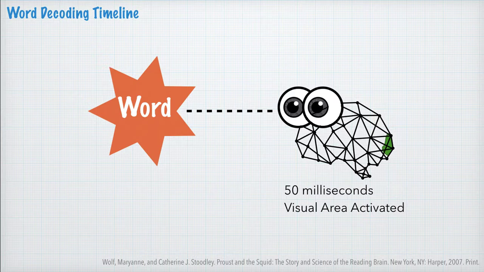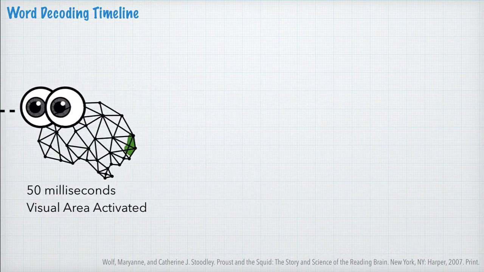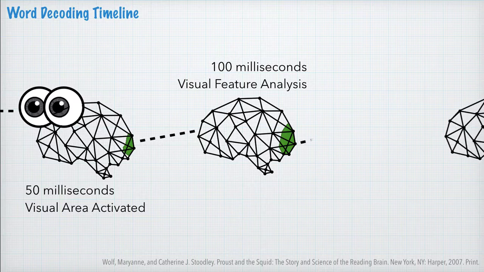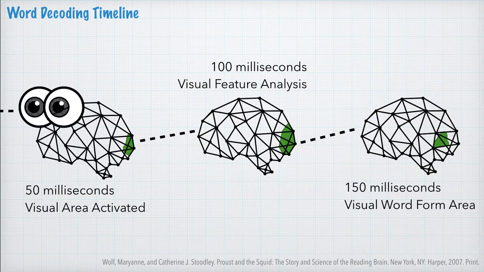And as we move through time, at the next 100 milliseconds, the brain begins to examine the physical features of letters and try to match them to features of previously stored information, where you might say, I've seen these letters before. And then we're moving into the next 100 milliseconds, and the brain tries to recognize the whole word by activating the visual word form area.